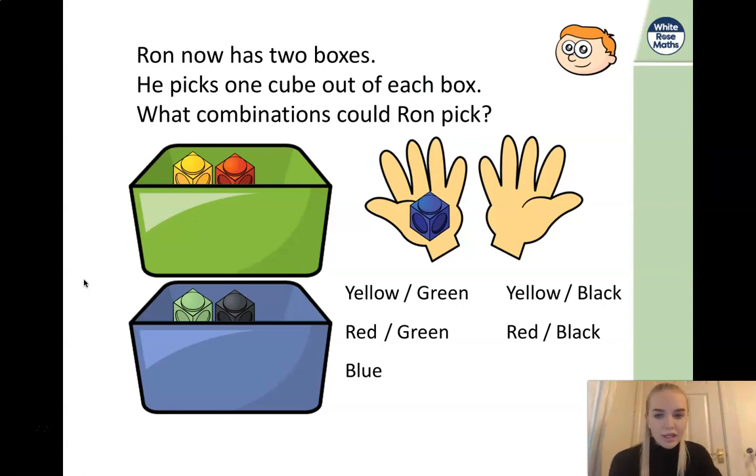Is he going to make a combination with the yellow cube? No. Why not? Because he can only pick 1 cube from each box, and he's already picked the blue cube from the green box, so he has to pick a cube from the blue box. He could pick a green cube to make blue and green a combination, or he could pick a black cube to make blue and black a combination.